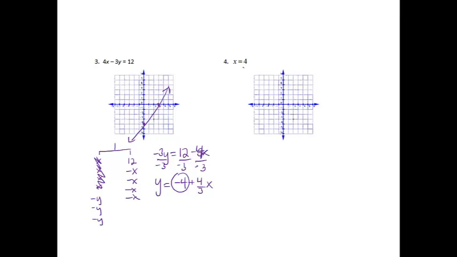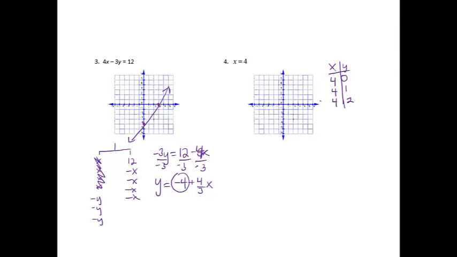Alrighty, number 4, x equals 4. This is the one that tends to get everybody every time. This is going to be a vertical or horizontal line. I'm going to do it 2 different approaches. This is the fail-proof method. The x always has to be 4, so I just pick 3 x's, put 3 4s for my x's, and then the y can be whatever I want.